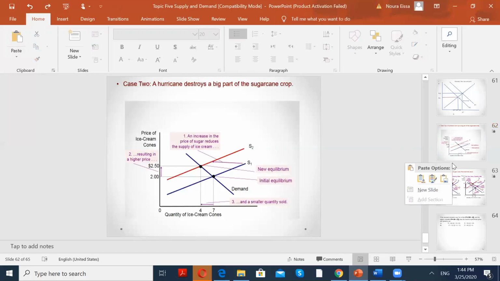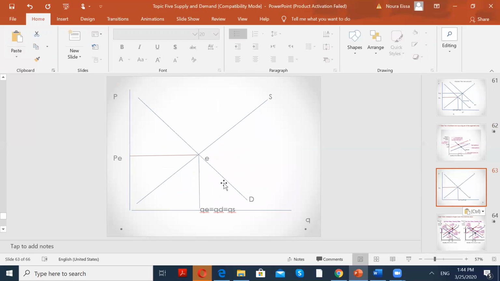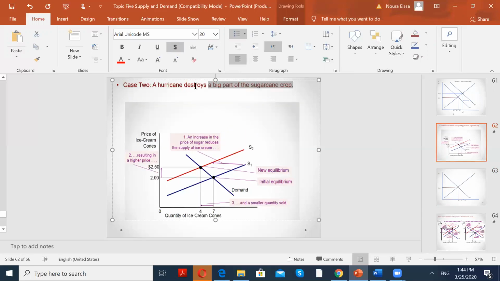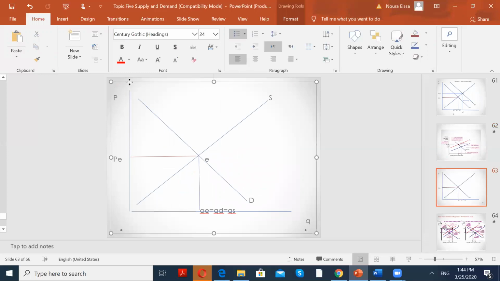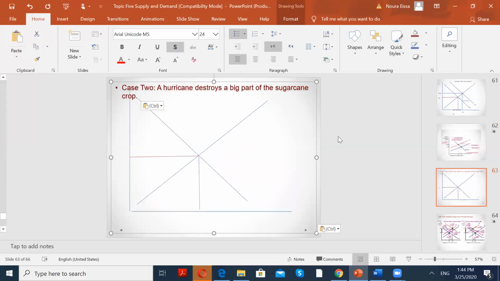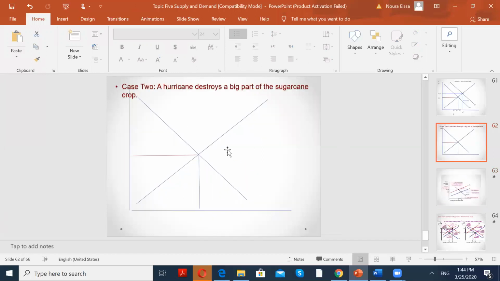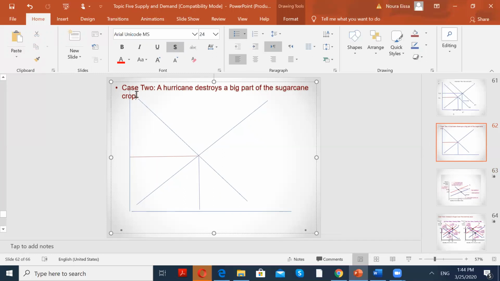Okay, let's see. Paste again. This is your first step. Okay, which is what? To graph supply and demand and show equilibrium. This is, again, your first step. Okay. Second step. Okay, let's see. Let's call this. Again, you have to write down.